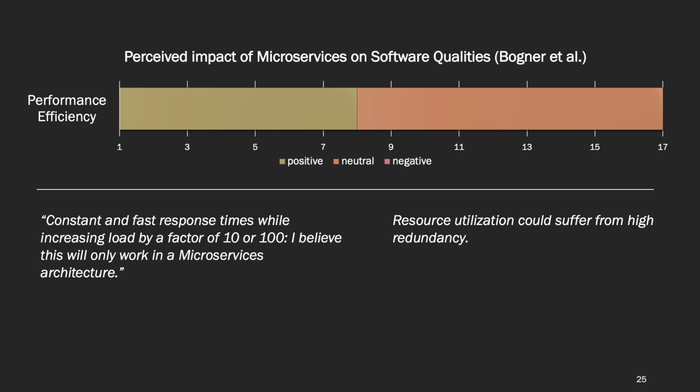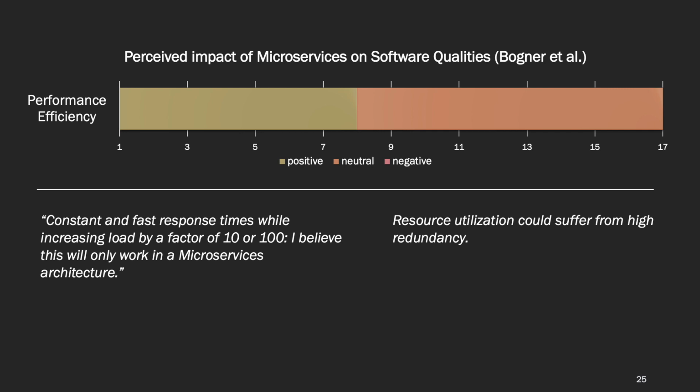With regards to performance efficiency, the consensus on scalable microservices was confirmed by many participants as the most notable advantage. One architect actually termed it nicely: constant and fast response times while increasing load by a factor of 10 to 100. I believe this is only going to be working in a microservices architecture.